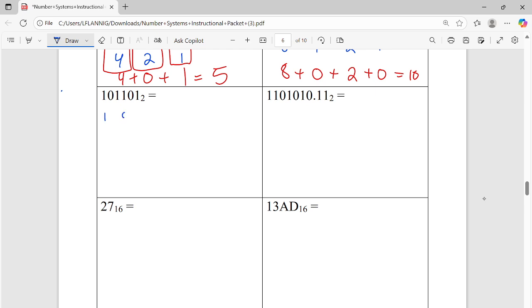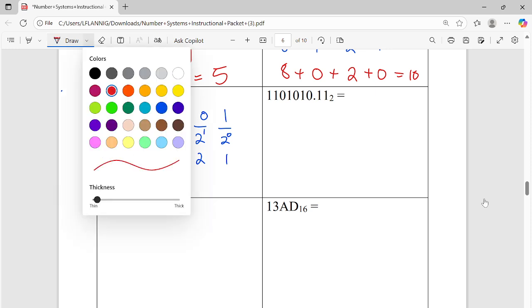Right, 1, 0, 1, 1, 0, 1. Put lines underneath each one. Then you write 2 underneath each one because it is base 2. Then we'll start with the 0 power and work our way up, 1 each time. Now we have to do this math operation, so 2 to the 0 is 1, then 2, then 4, then 8, then 16, then 32.